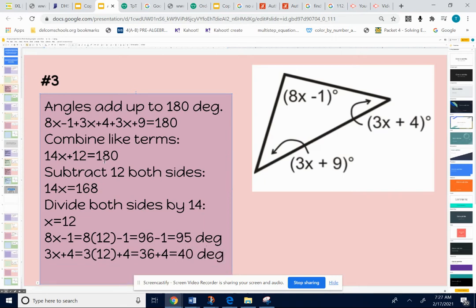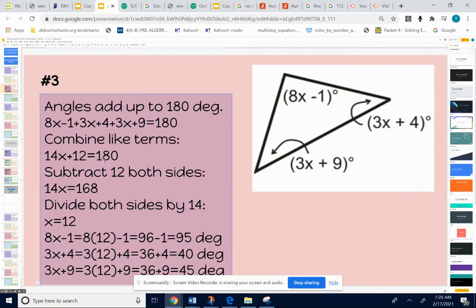And the last one is 3x plus 9, so that would be 3 times 12 plus 9. 3 times 12 is 36. If I add 9 to that, I would have 45 degrees.